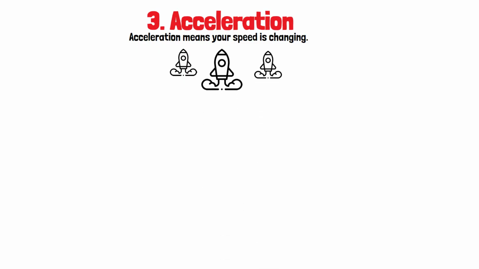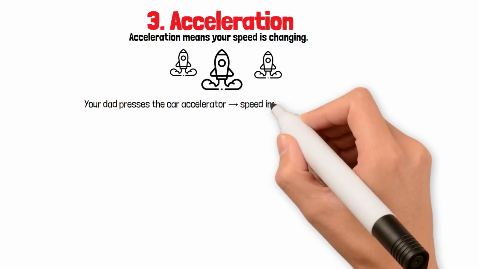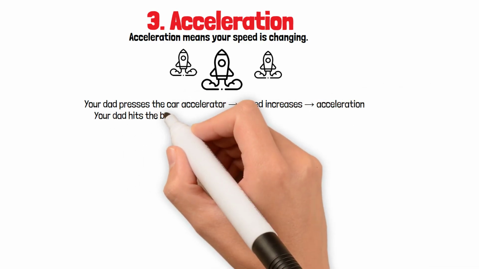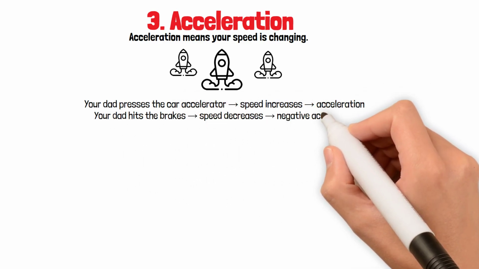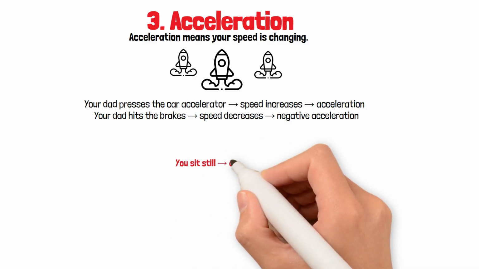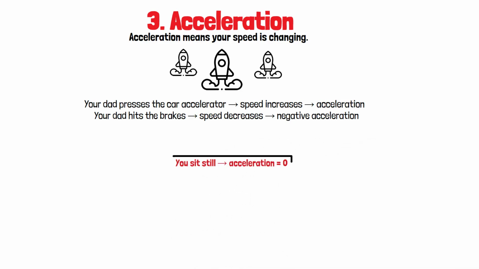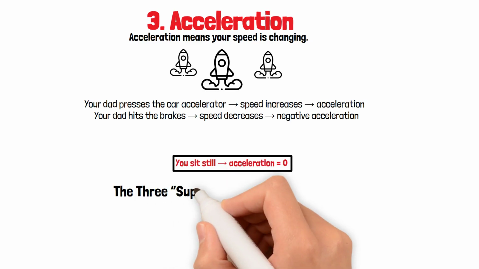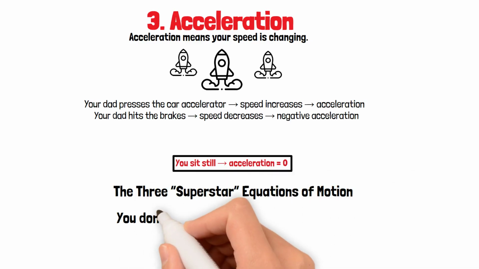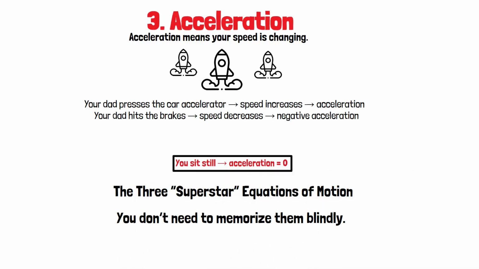Your dad presses the car accelerator, speed increases, acceleration. Your dad hits the brakes, speed decreases, negative acceleration. You sit still, acceleration equals 0. And now, the magic piece. The three superstar equations of motion. You don't need to memorize them blindly. Just understand why they exist.